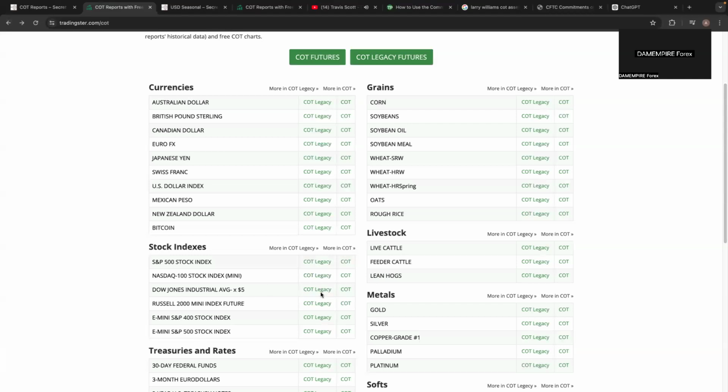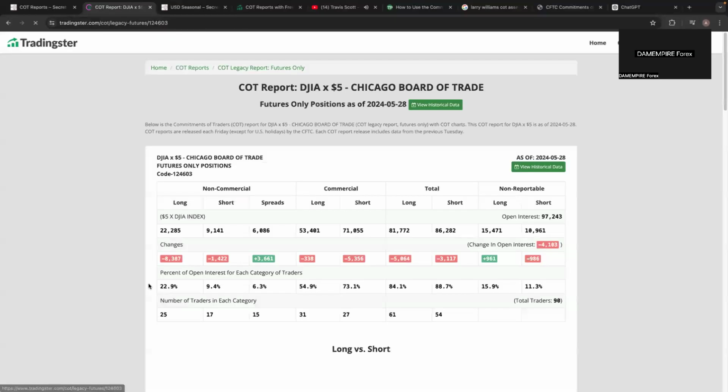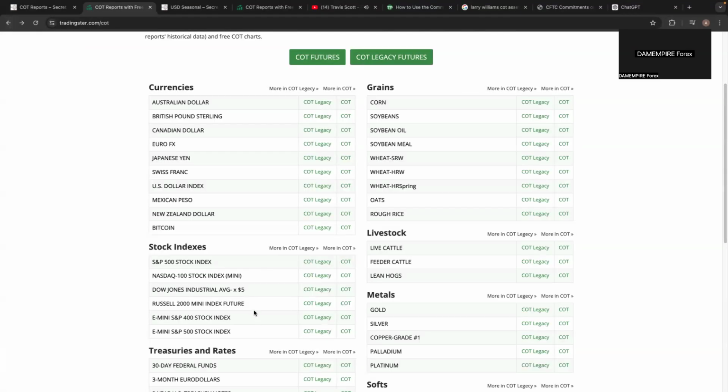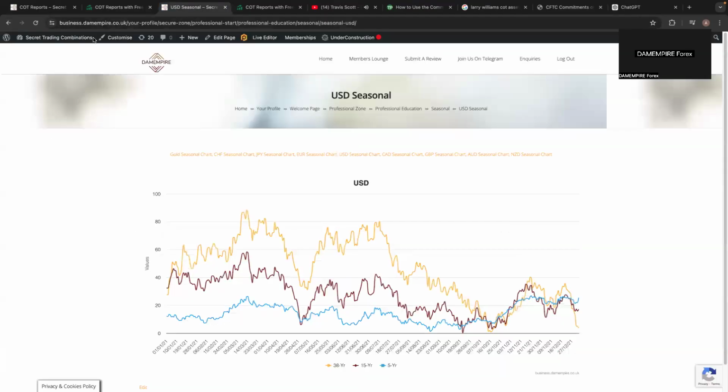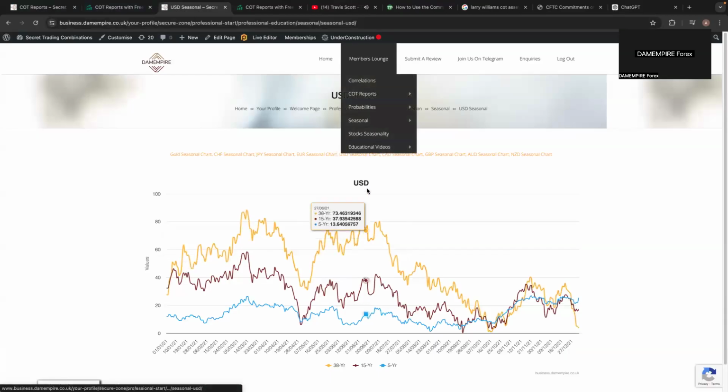Let's see Dow Jones. Yeah, it's not aligned. There are other indices we can look at, but most of them aren't looking aligned this week. So you're going to have to let the market rest. Go do something else with your time.